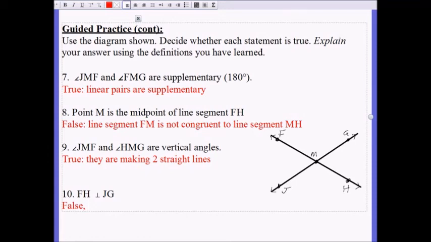So the diagram does not tell us that they meet at a right angle. And in the definition of perpendicular, they have to meet at a right angle. Since this is not telling us it's a right angle, it's not a right angle. Next card.